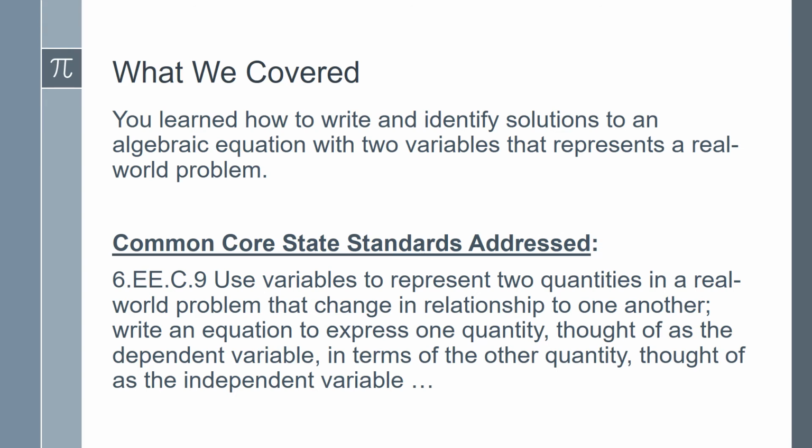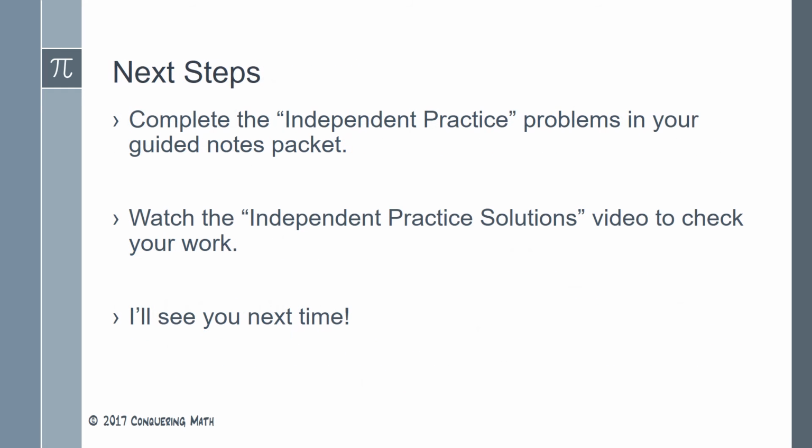Today you learned how to write and identify solutions to an algebraic equation with two variables that represents a real-world problem. The Common Core State Standard today was 6.EE.C.9. Now that you are familiar with these techniques, complete the independent practice problems in your guided notes packet. Then watch the independent practice solutions video to check your work.